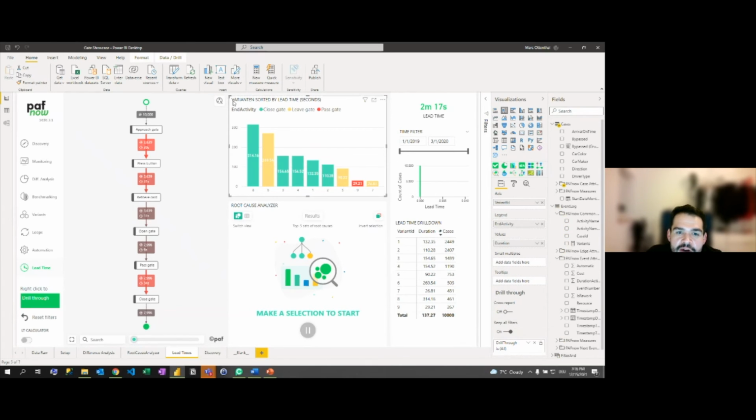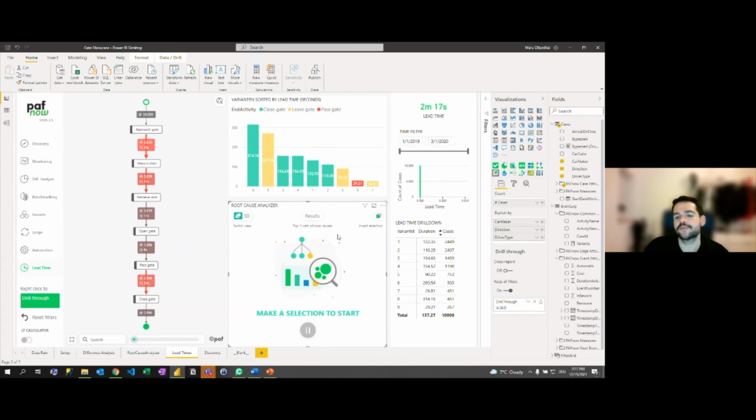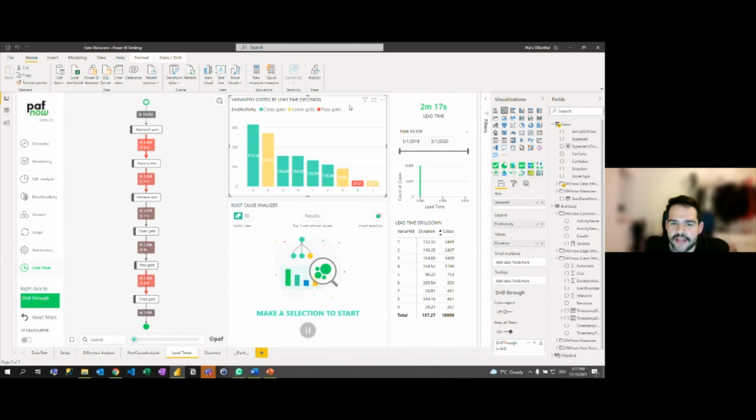So we see variants sorted by lead times. So lead time now in seconds. The average lead time was 2 minutes 17 seconds, but we have some with 300 seconds and some with 26 seconds. We also have the root cause analyzer again, so we will have our nice explanation, and the other ones are just nice information we will not focus on for the moment. But let's focus on this one. So let's now get a bit of contextual knowledge, right?